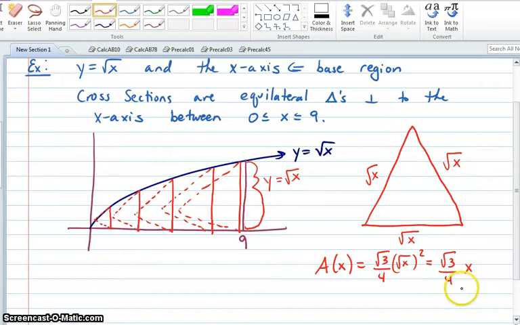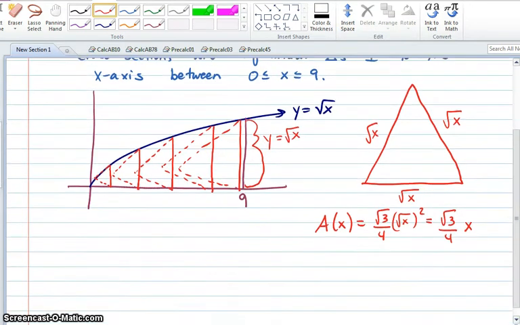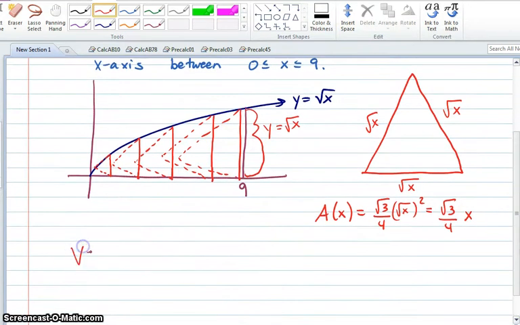So now we need to find all of these areas and add them together, okay? And that's going to give us the volume. So if I think of all the possible triangles you could stack here and add them together, that'll give me the volume. So the best way to do that is take an integral. So we're going to take the integral from 0 to 9 of our cross-sectional area, so of the root 3 over 4 x, which I'm going to factor out the root 3 over 4 because it's just a constant, and we have x dx. So now it's just going to be the calculus that comes in.